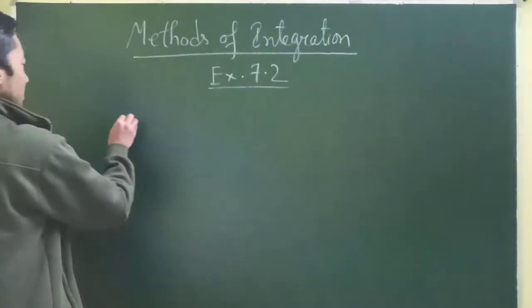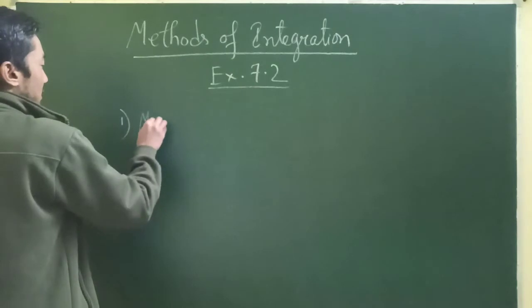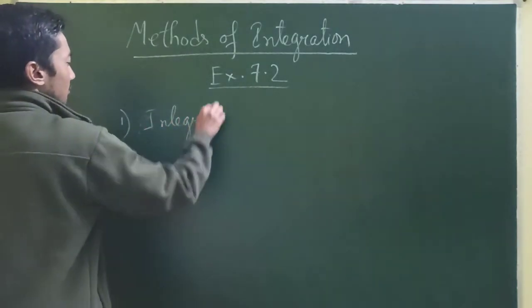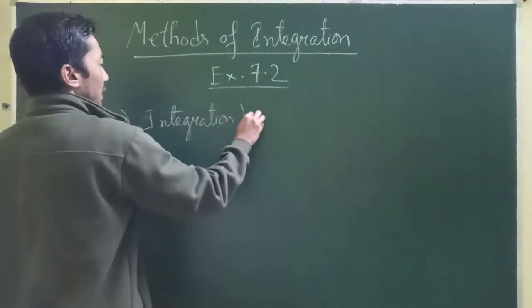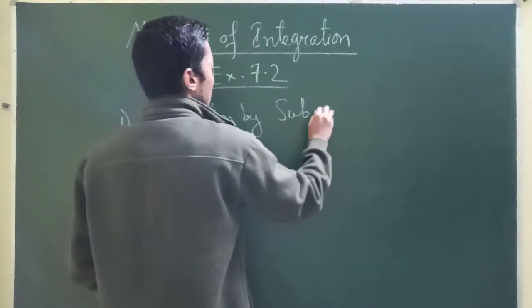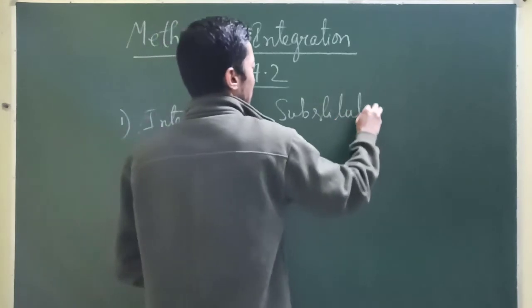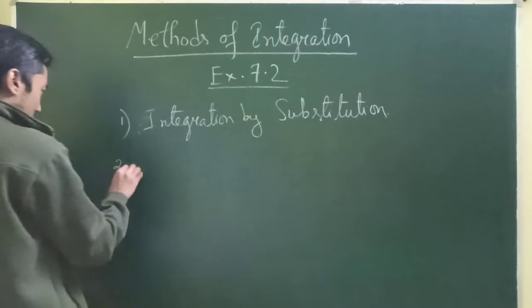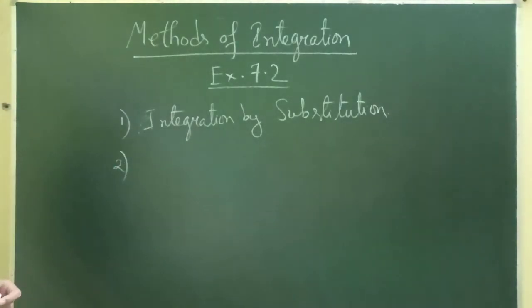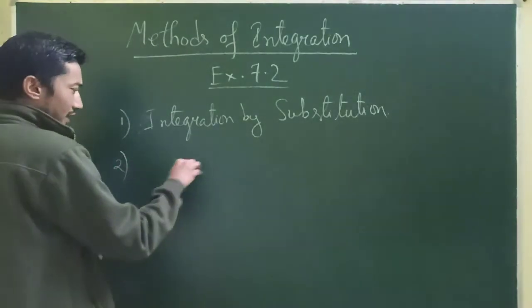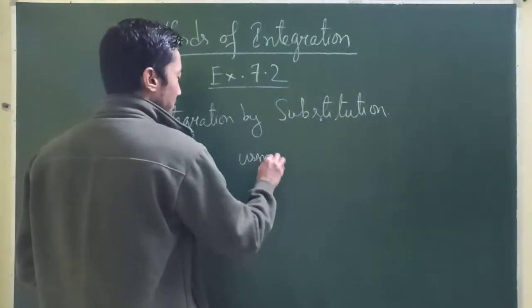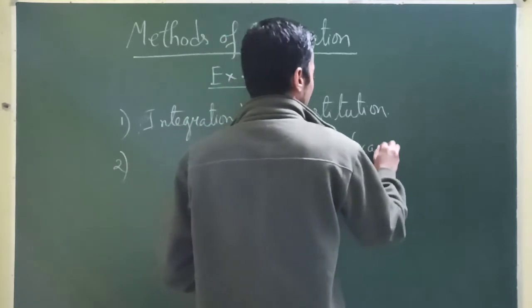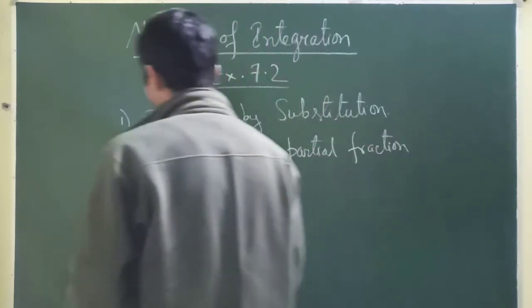With methods of integration, we have the first method, that is integration by substitution. These spellings become quite confusing. Okay, the second method that we have is integration using partial fraction.